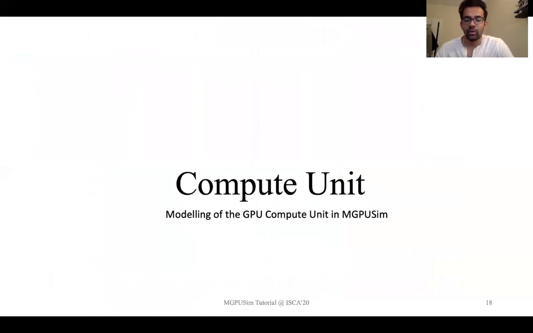In the next section, we're going to take a look at how the compute unit is modeled in MGPUSim.